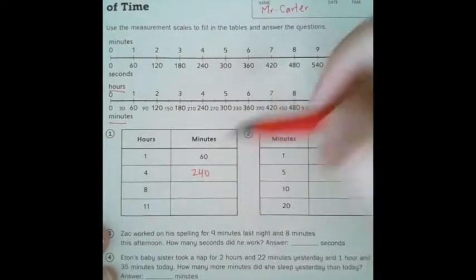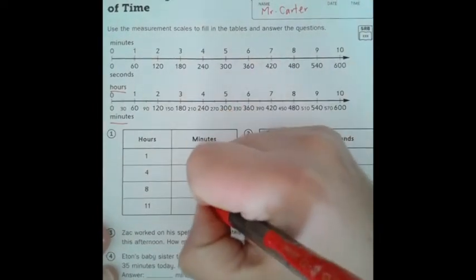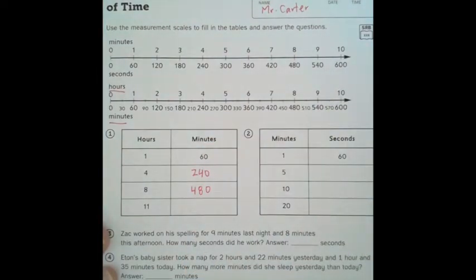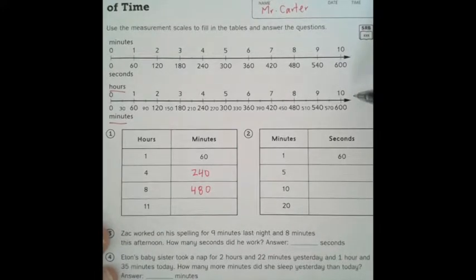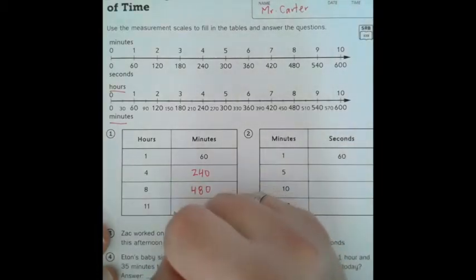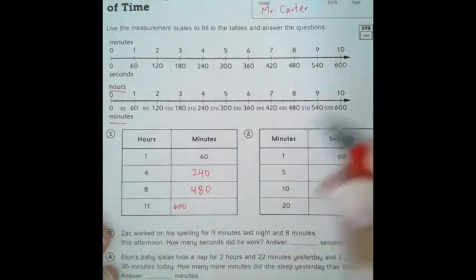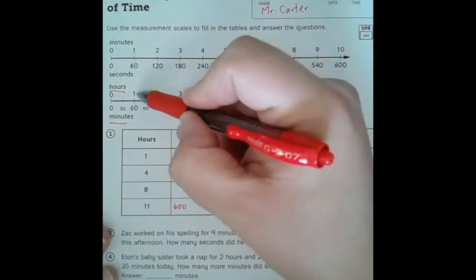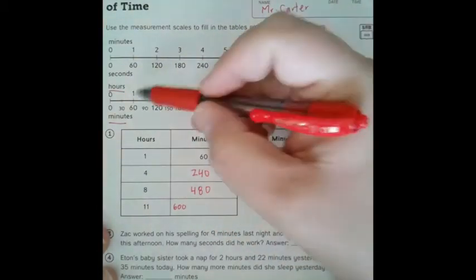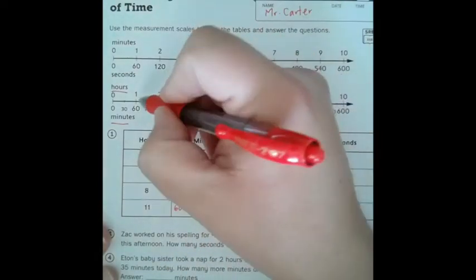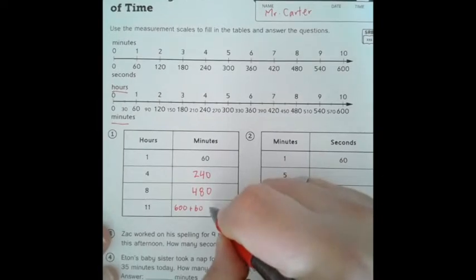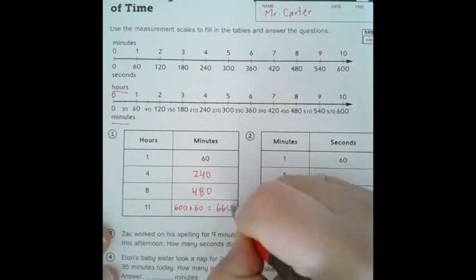If we're going 8 hours, that's 480 minutes. If we're going to 11 hours, what? We only go up to 10. How are we going to solve that? All right, well, if we go with 10 hours, that's 600 minutes. And if we go another hour, that would make it 10 plus 1 is 11 hours, plus 60 minutes in an hour. That would be a total of 660 minutes.